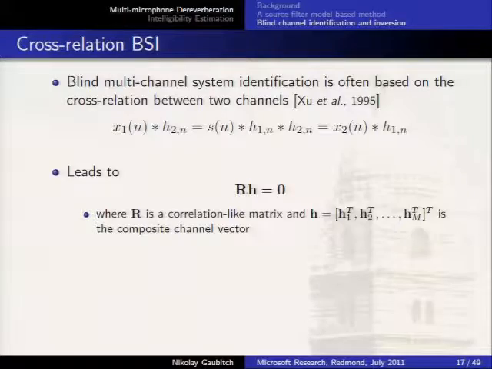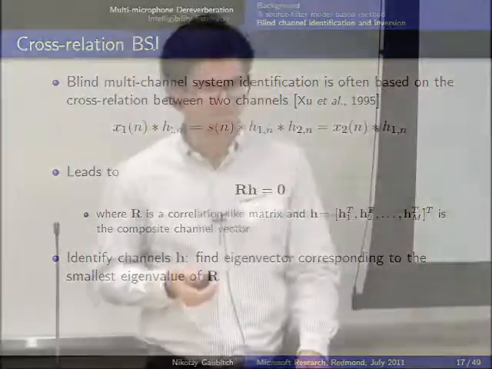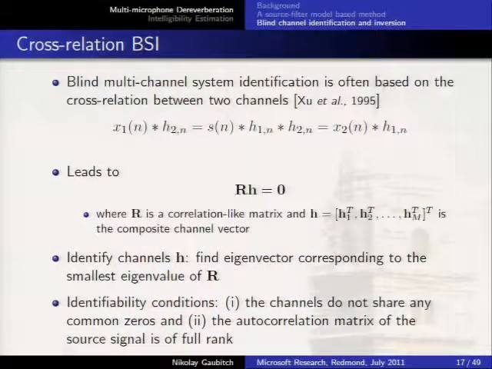So starting from that, you can set up a set of linear equations with R being a correlation matrix and H all the impulse responses that you're looking at. And you can identify H by just finding the eigenvector corresponding to the smallest eigenvalue of R. And this works really well if you have no common zeros between the channels and if the autocorrelation matrix of the source signal is full rank. So that's the basic idea of this.